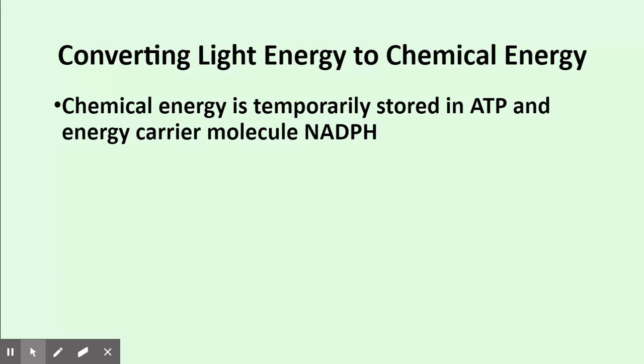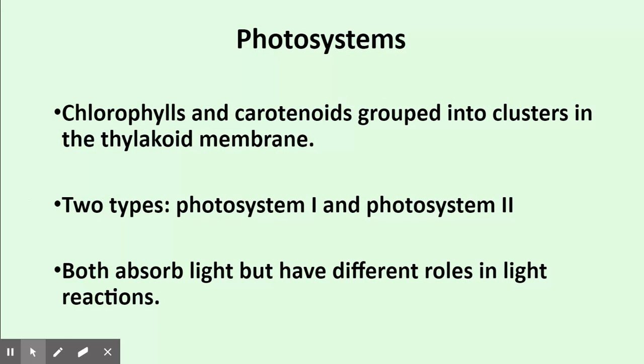Now looking at converting that light energy to chemical energy. Like we said earlier, ATP and NADPH are the chemical energy types that we're going to be dealing with. Photosystems. So far you should know a little bit about photosystems. We have two, and these are where our chlorophylls and carotenoids are going to hang out, and that's where we're going to capture the light. The first one that they're going to come in contact with is actually photosystem 2, and then photosystem 1.